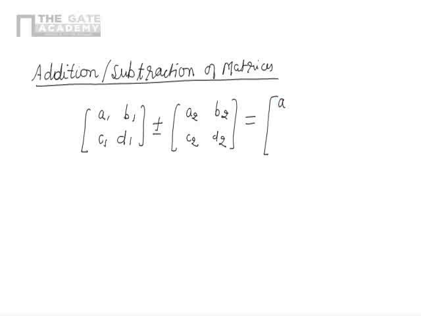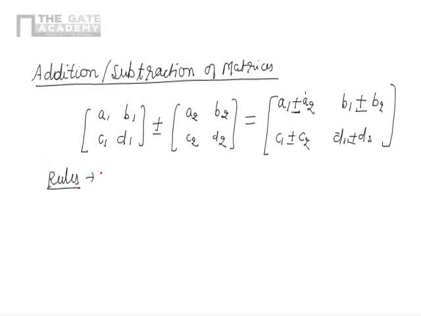So the resulting matrix will be A1 plus A2 if you are adding, and if you are subtracting, then it will be A1 minus A2. That's what it means. This will be B1 plus B2 or B1 minus B2 based on addition or subtraction. Similarly, C1 plus minus C2, D1 plus minus D2. So the rule of adding or subtracting matrices is that the order should be the same.